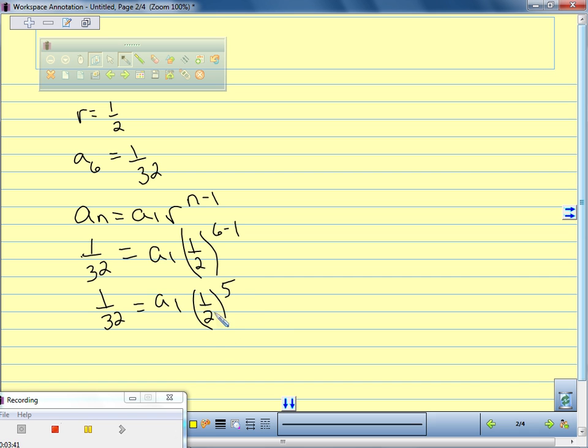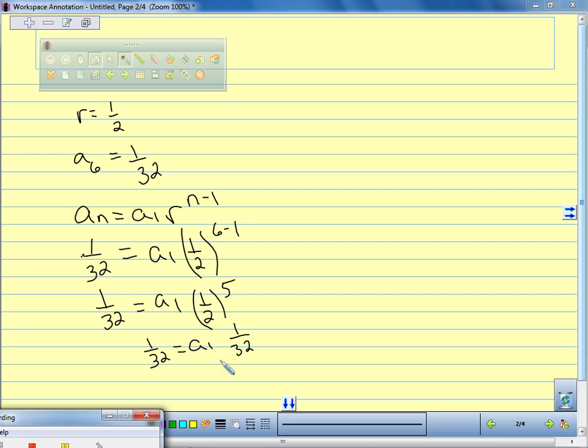Okay, now I'm going to take 1/2 to the 5th power. When I do that, 1 to the 5th power is just going to be 1, so we end up with 1. Now I do 2 to the 5th power, which is going to give me 32. So I end up with 1/32 here. Okay, now we're going to divide both sides by the 1/32. Okay, so I end up with this.